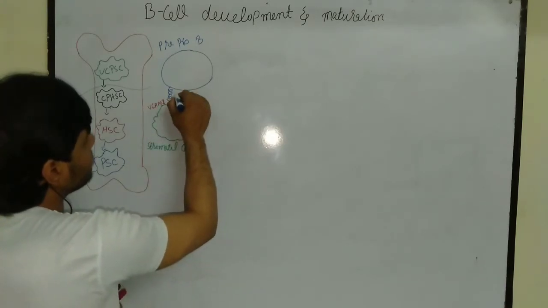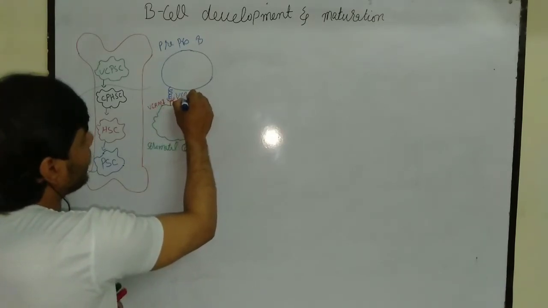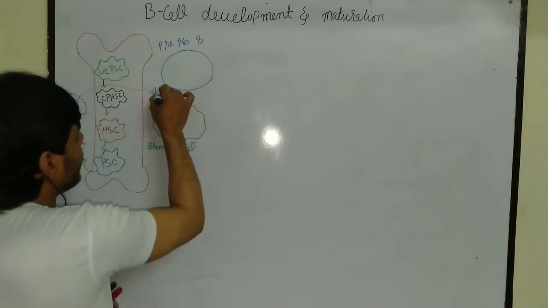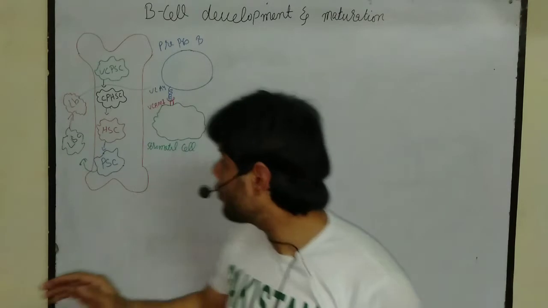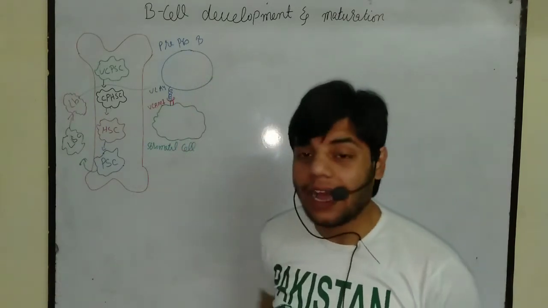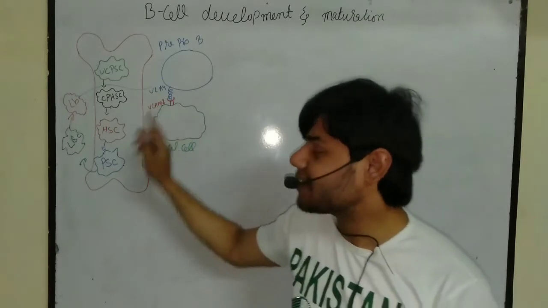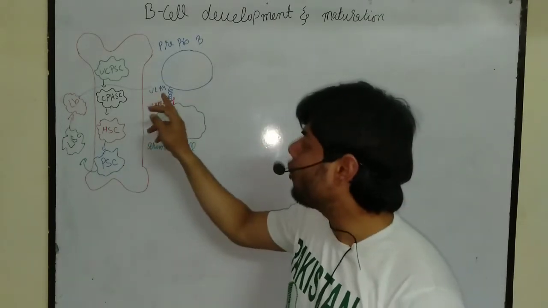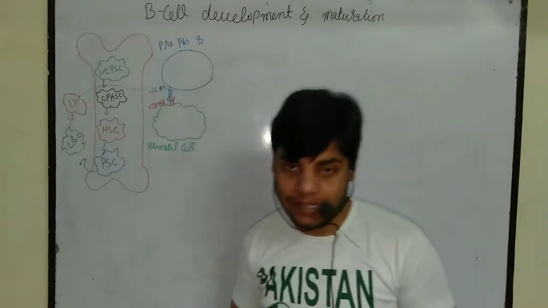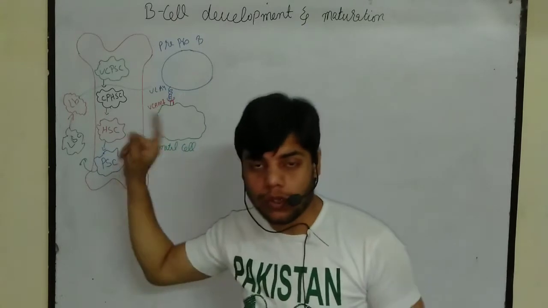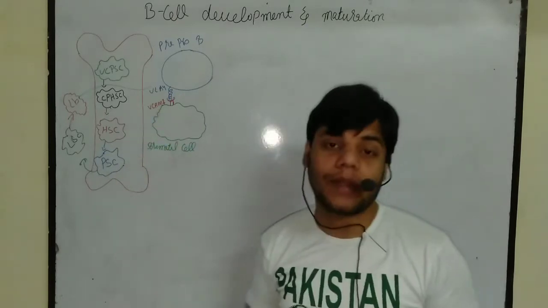So this is the VLA4. Okay. So once these pre-pro B cells and stromal cell are connected with each other via the receptors, VCAM1 from the stromal cell and VLA4 from the pre-pro B cells, after that, what happens? Changes occur in the chromosomes of the B cell as well as the stromal cell.